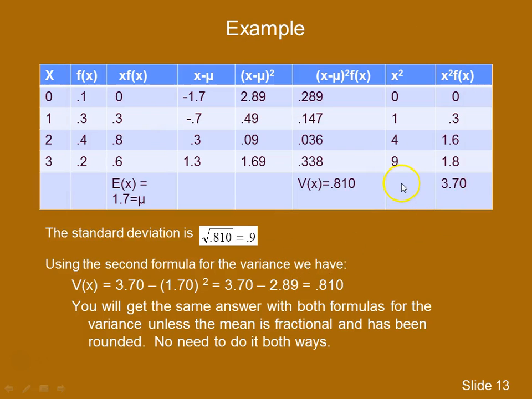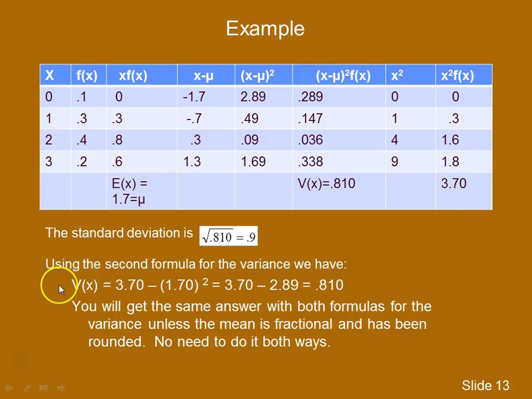So that's why I have two other columns here at the end. X squared, just taking the values of x and squaring them, and then taking those squares and multiplying them by their corresponding f of x's, their corresponding probabilities. 0.1 times 0 is 0, 0.3 times 0.1 is 0.3, and so forth. Those add up to 3.7.